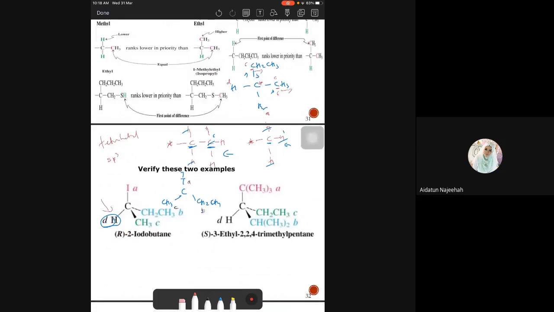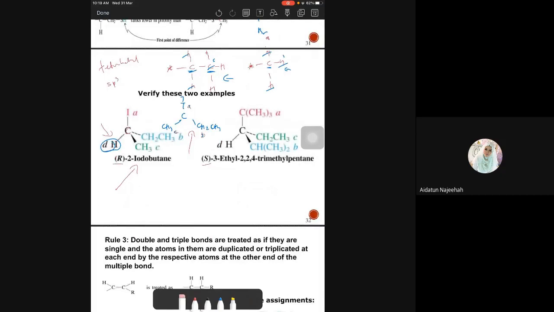So based on that, kita just focus on group A, B and C. Okay, so if it is rotate to the right, then that will be considered as R. If it is rotate to the left, that will be S. So based on this, I have convert this 3D structure, okay, using the flying wedge or the wedge dash projection into the 2D shape. Let me draw this again.